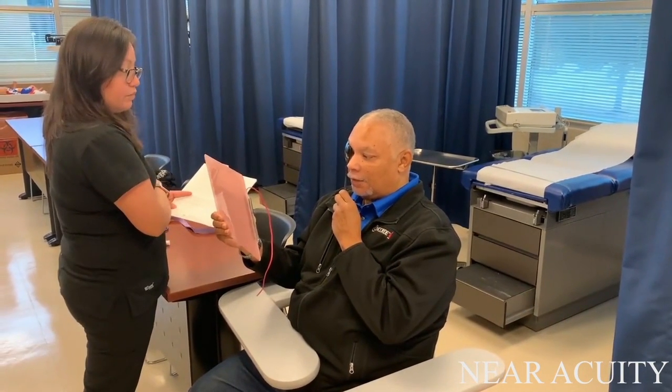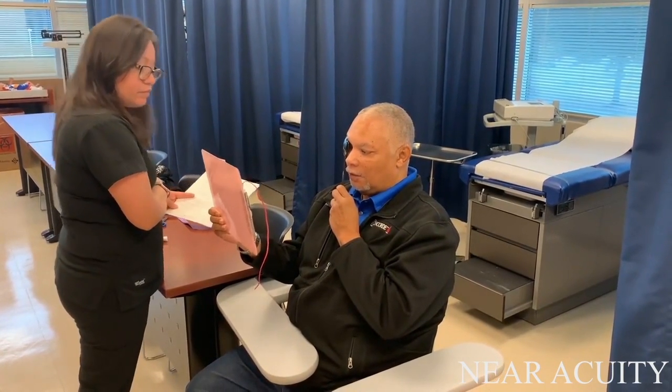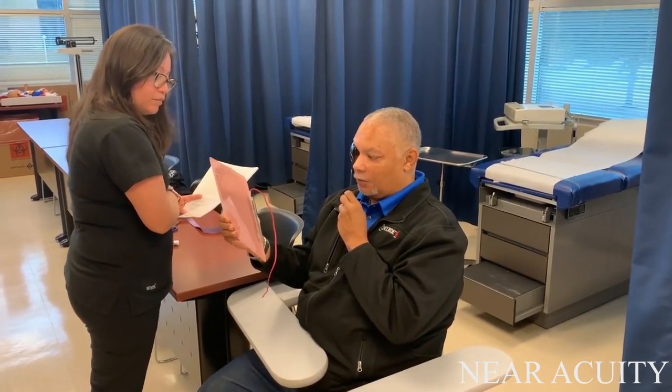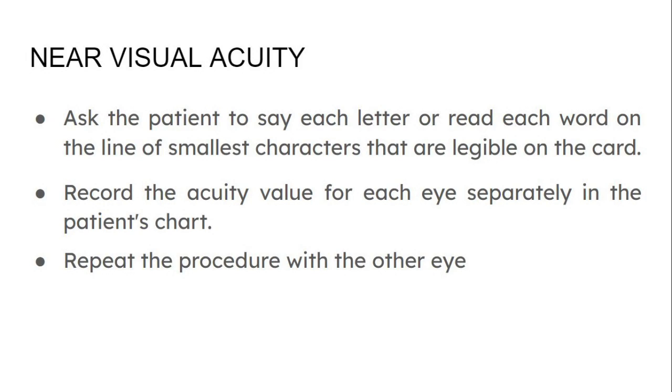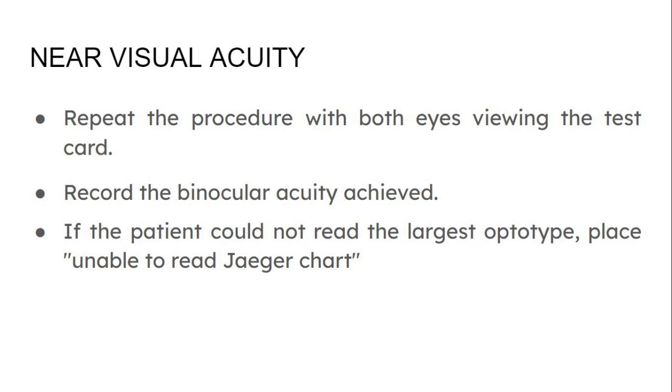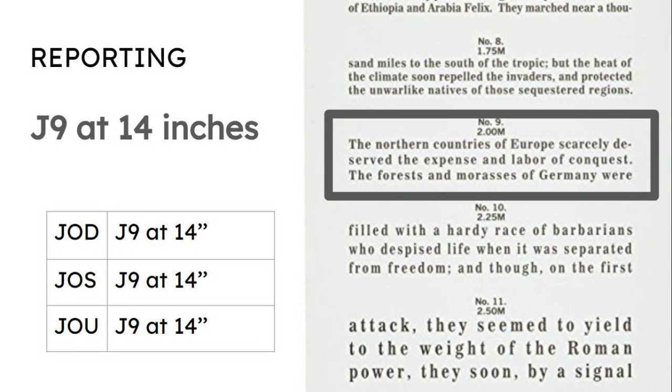Ask the patient to say each letter or read each word on the line of smallest characters that are legible on the card. Record the acuity value for each eye separately in the patient's chart. Repeat the procedure with the other eye. Repeat the procedure with both eyes viewing the test card. Record the binocular acuity achieved. If the patient could not read the largest optotype, place unable to read Jaeger chart. To report your findings, record letter size and distance. For example, if the patient could read number 9, record as J9 at 14 inches.